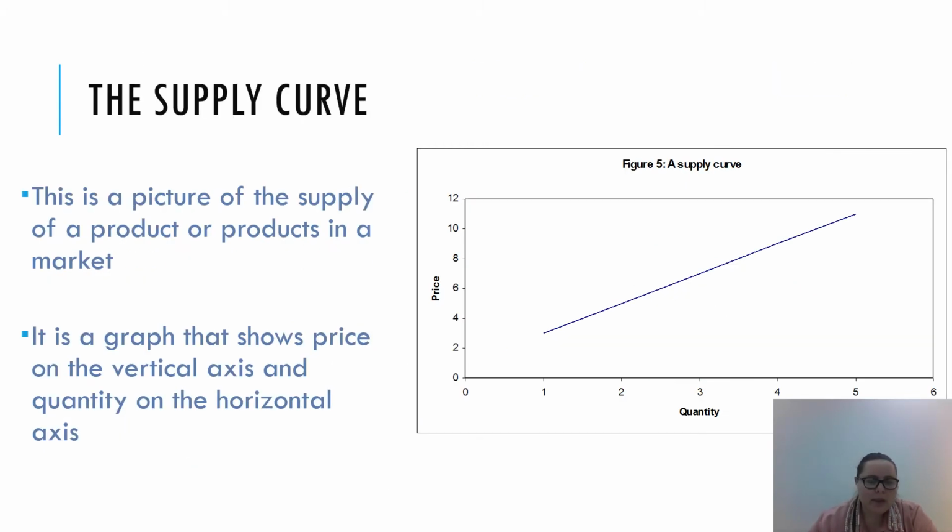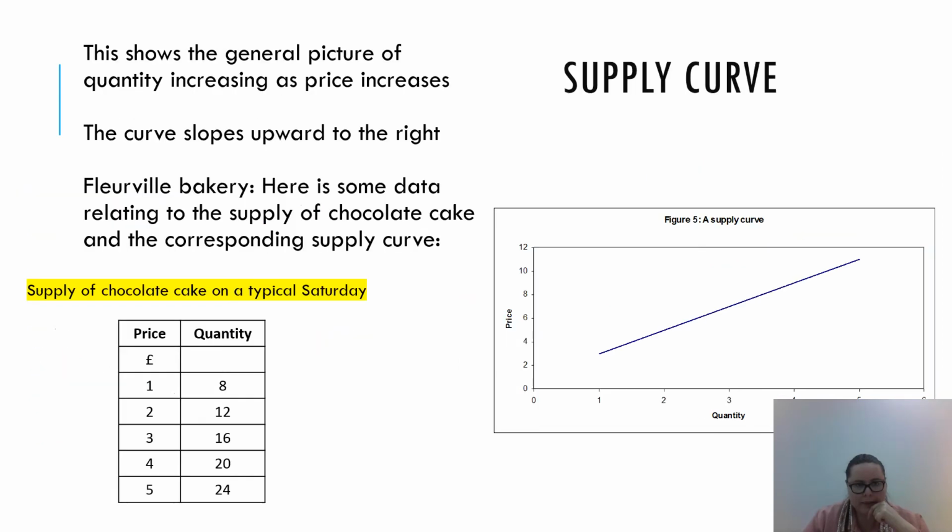Now, in terms of the supply curve, we said that the supply is the quantity of goods or services that sellers wish to sell. This can be expressed in terms of the behavior of a single seller or the behavior of all the sellers on the market. This is a picture of the supply of a product or products in the market. It is a graph that shows the price on the vertical axis, same as in the demand, and the quantity on the horizontal axis.